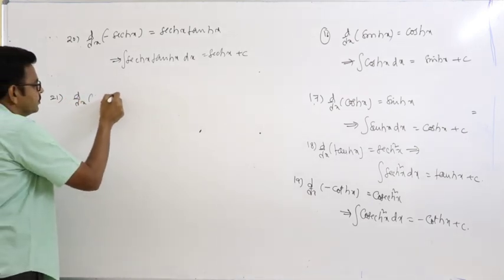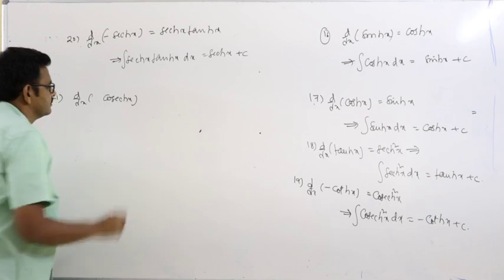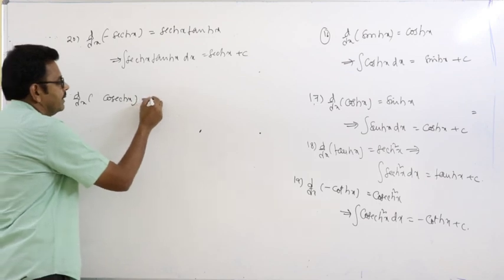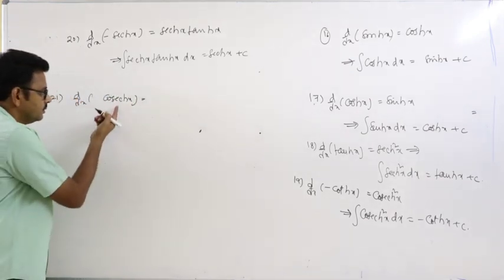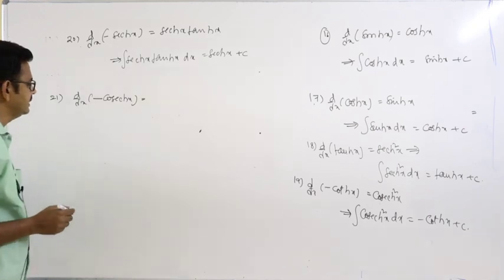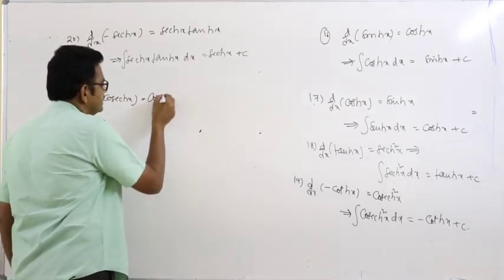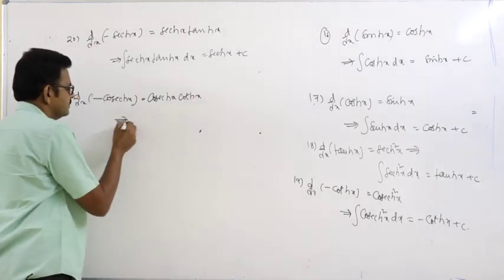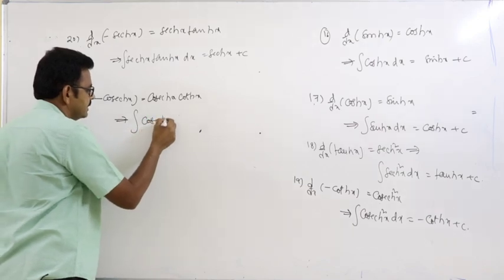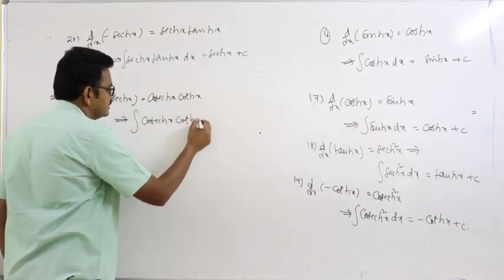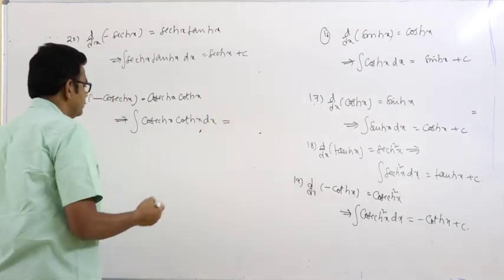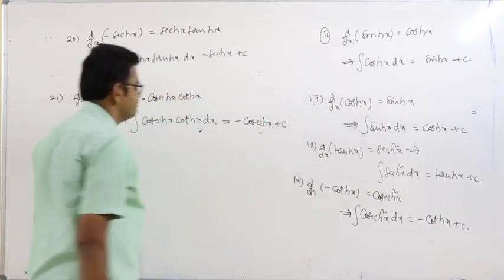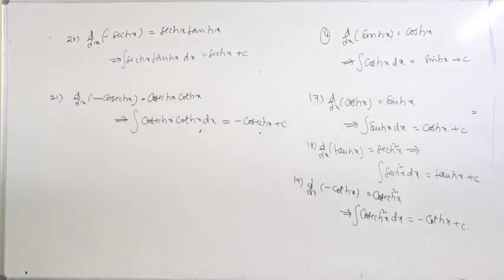Derivative of cosecant hx is equal to minus cosecant hx into cot hx. So derivative of minus cosecant hx equals cosecant hx into cot hx, which implies integral cosecant hx into cot hx dx is equal to minus cosecant hx plus c. So, these are hyperbolic functions.